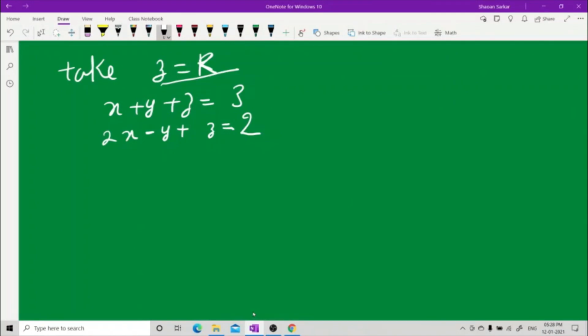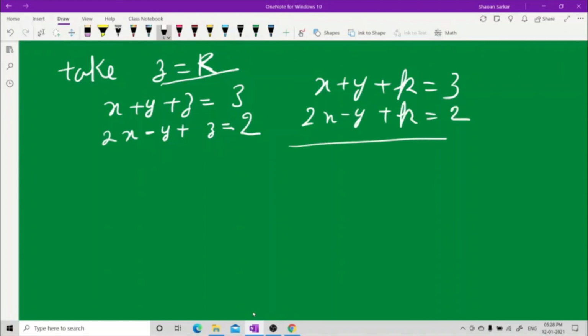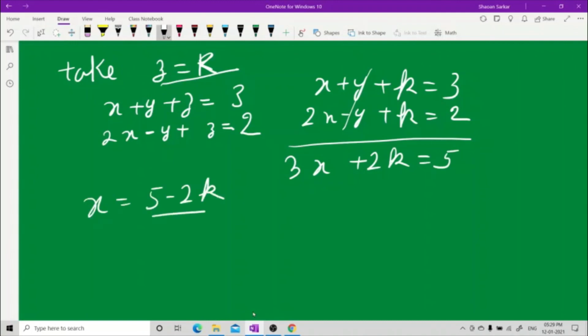So now this will become x plus y plus k equal to 3, and this will become 2x minus y plus k equal to 2. Now let us solve it simultaneously. You just add them like this. This is 3x plus 2k equal to 5. So x comes out to be (5 minus 2k) by 3.